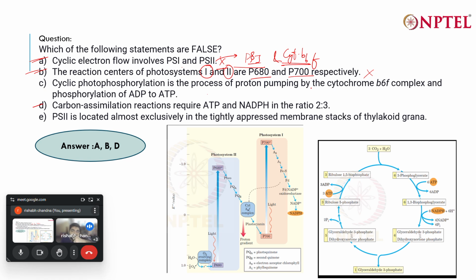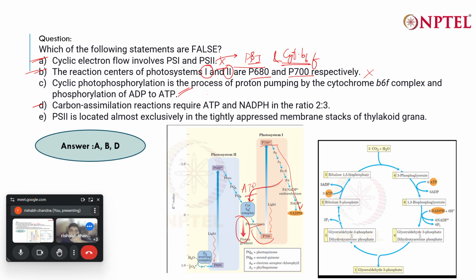Cyclic photophosphorylation is the process of proton pumping by the cytochrome B6F complex and the phosphorylation of ADP to ATP. Yes, this is correct, because the cyclic photophosphorylation occurs from here, and the electrons are transferred from the cytochrome B6F to plastocyanin, then to P700, followed by its activation to the NADP reductase complex. So here, because of the proton gradient formation, ATP is also formed. So this is correct.